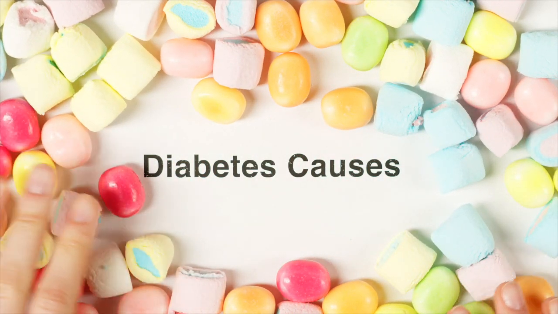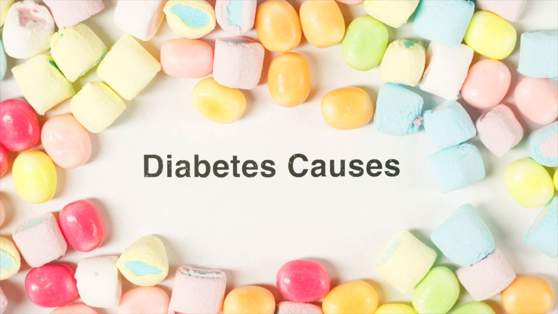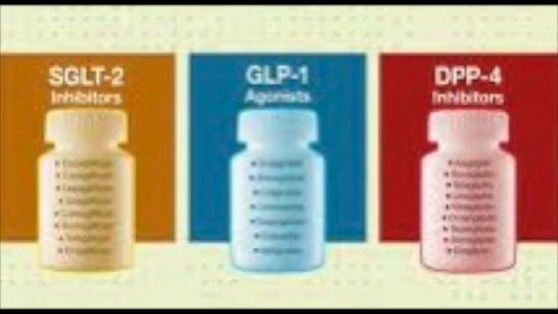The type of medications your doctor prescribes will depend on the type of diabetes you have and the severity of your condition. Here are some common diabetes medications. 1. SGLT2 inhibitors block your kidneys from reabsorbing glucose, leading to increased glucose excretion in the urine and lower blood glucose levels.